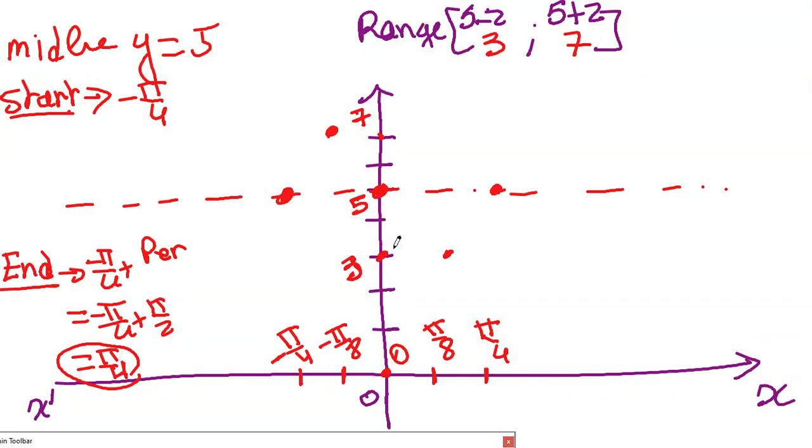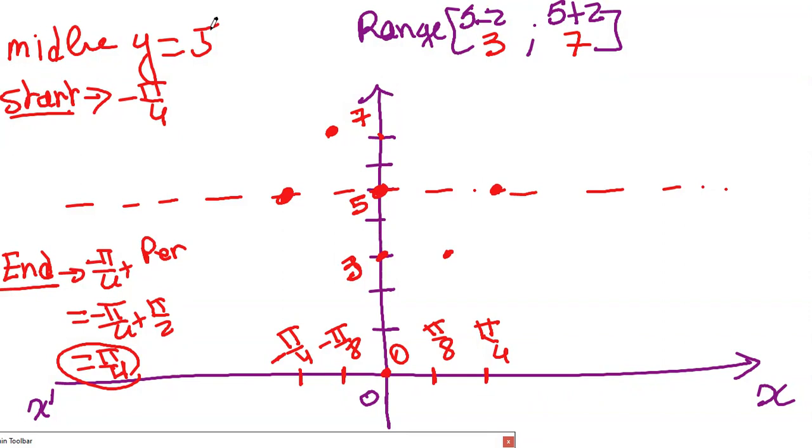Now I'm drawing the function. I have the midline at 5, and the amplitude is 2. Okay, guys, so I need to go down 2. 5 minus 2 gives me 3. So this is my minimum point. And my amplitude is 2, so I'm going to go up 2. 5 plus 2 gives me 7. So the range is going to be between 3 and 7. And this is my midline.